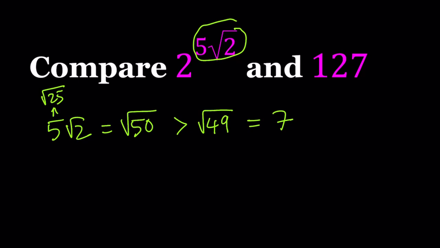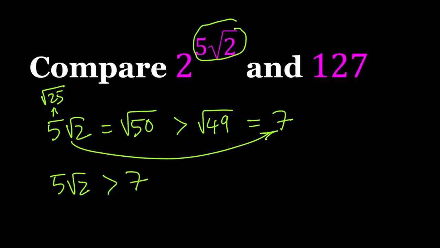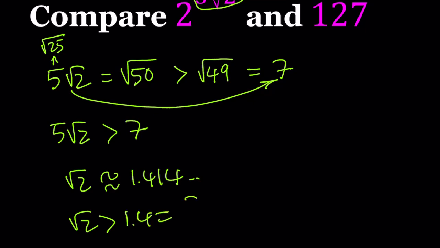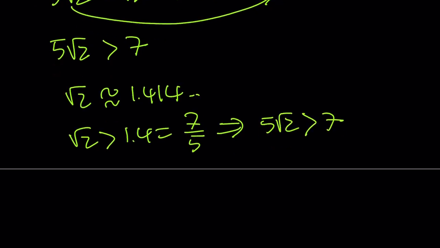So what is that supposed to mean? If you forget about everything in the middle, this means 5 root 2 is greater than 7. Now, you should already know this somewhat, because if you think about square root of 2, isn't that about 1.414? Something like that, right? So we know that square root of 2 is greater than 1.4, which is 7 over 5, right? And this gives us what? Same thing. 5 root 2 is greater than 7. Awesome. Okay, now we know this.